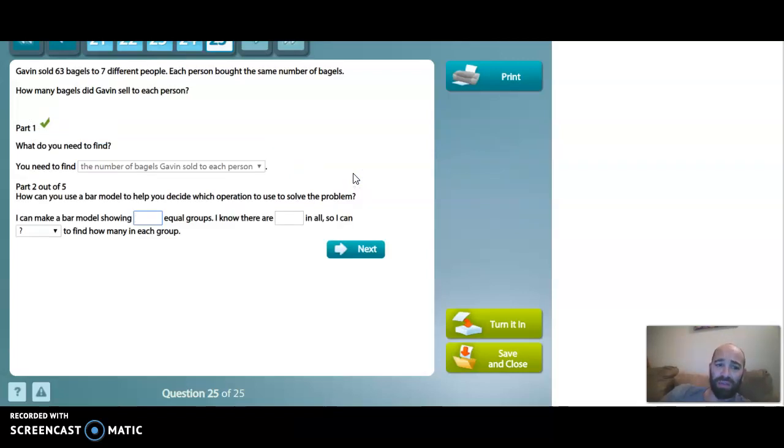I'm curious to see what the second part is. Part 2 out of 5. How can you use a bar model to help you decide which operation to use to solve the problem? I can make a bar model showing blank equal groups. Alright, so if you're selling 63 bagels to 7 different people, how many equal groups are you trying? Yeah, 7. I can make a bar model showing 7 equal groups.